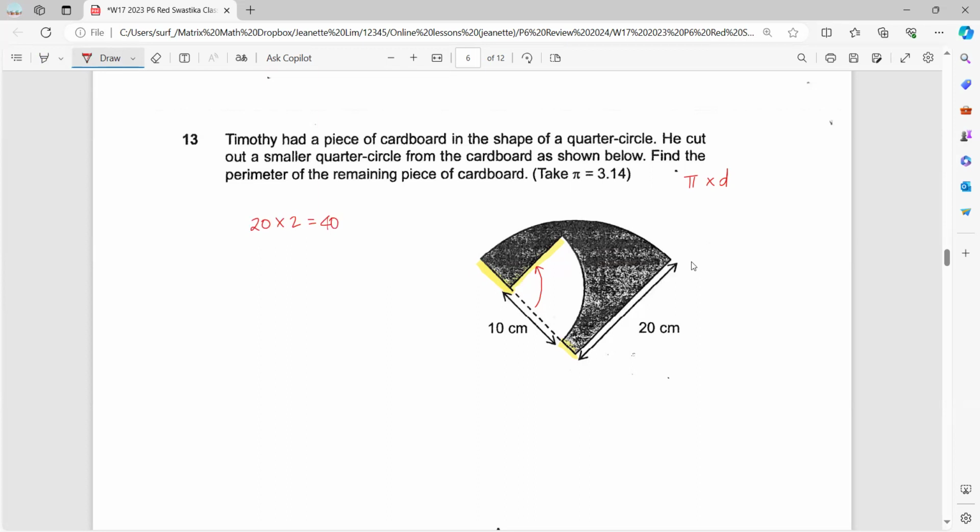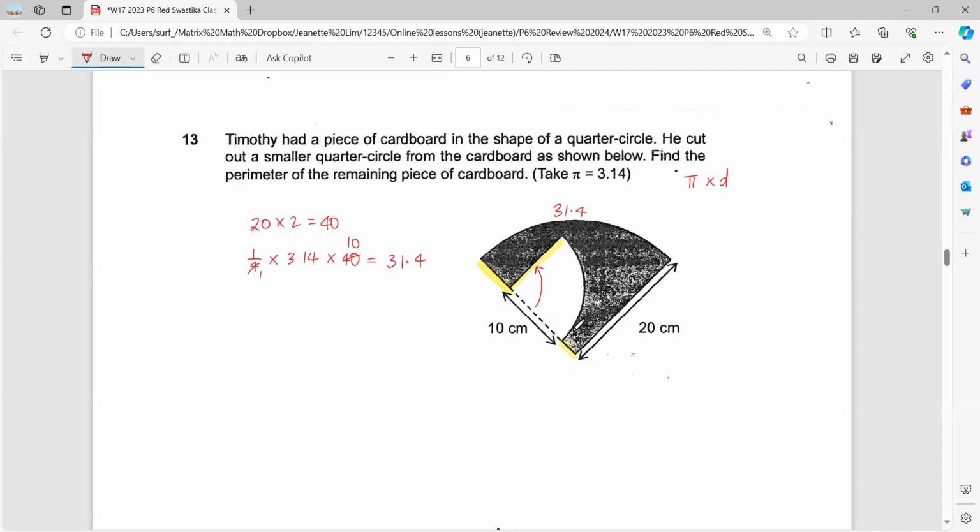Now we find the arc of the bigger quarter circle. So quarter circle is 1/4. Pi is 3.14. Diameter is 40. So I can simplify. I can take 1/4 times 40 first, which is 10. Right? If I simplify it this way, 10 times 3.14 is 31.4. So this arc, 31.4, is the arc.